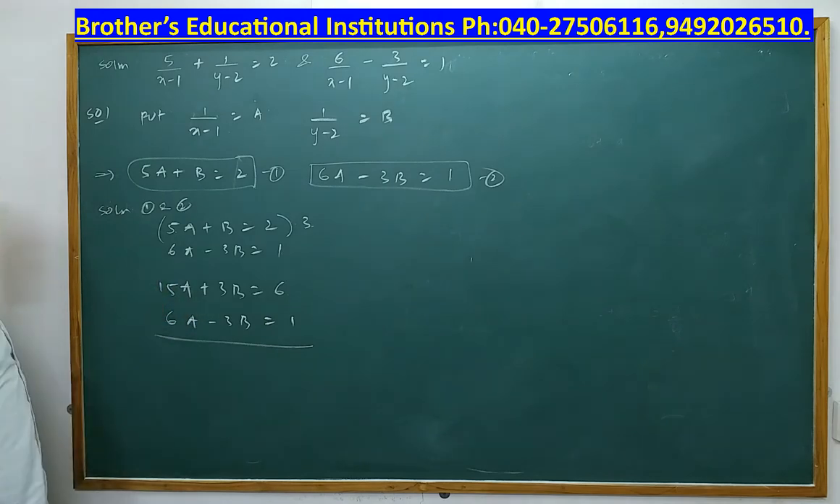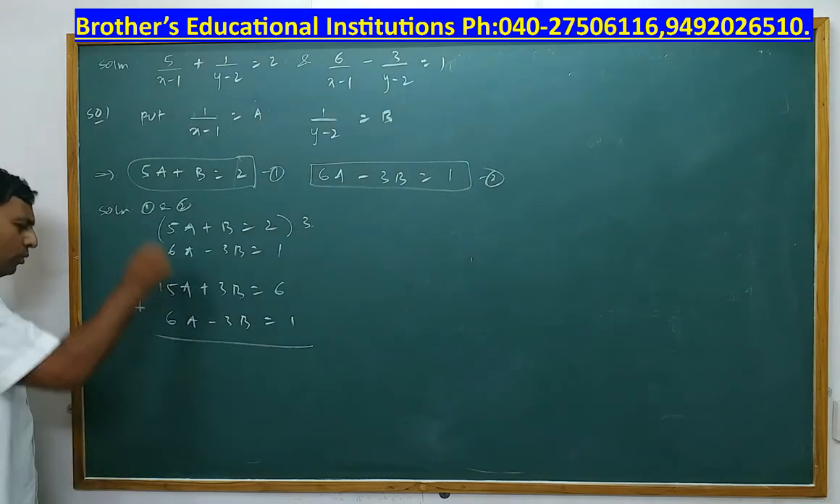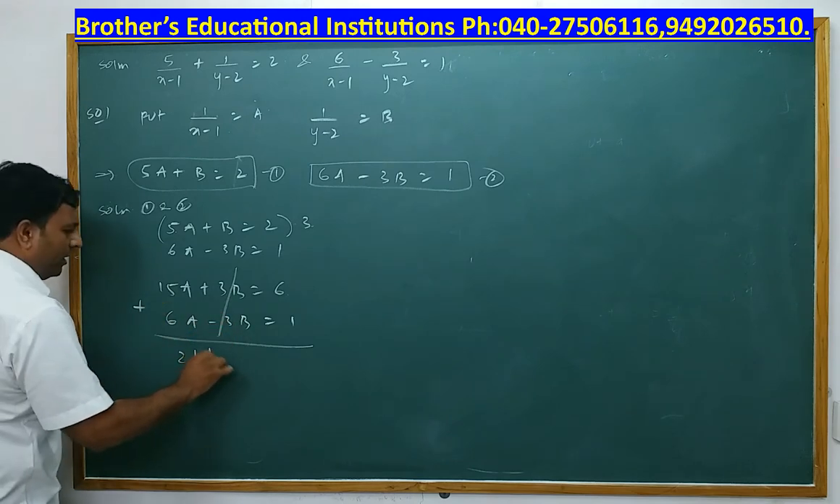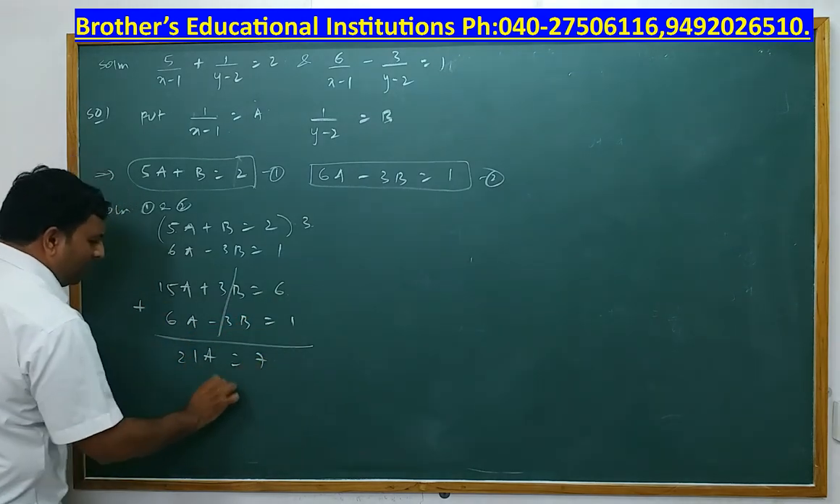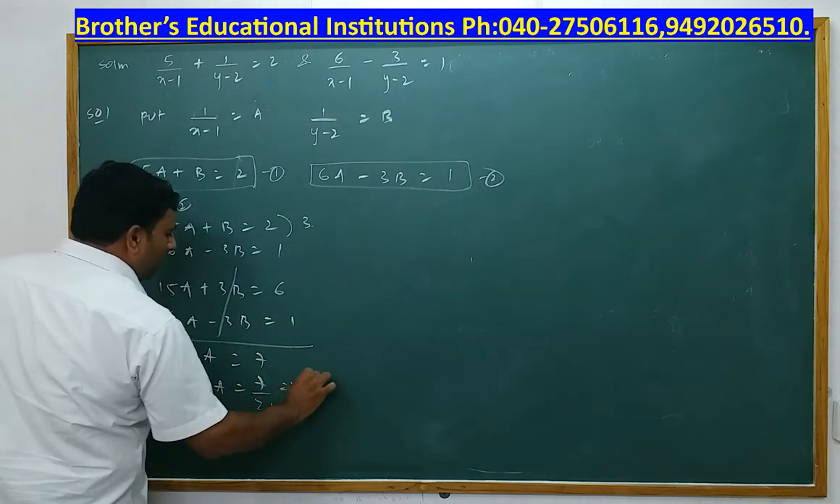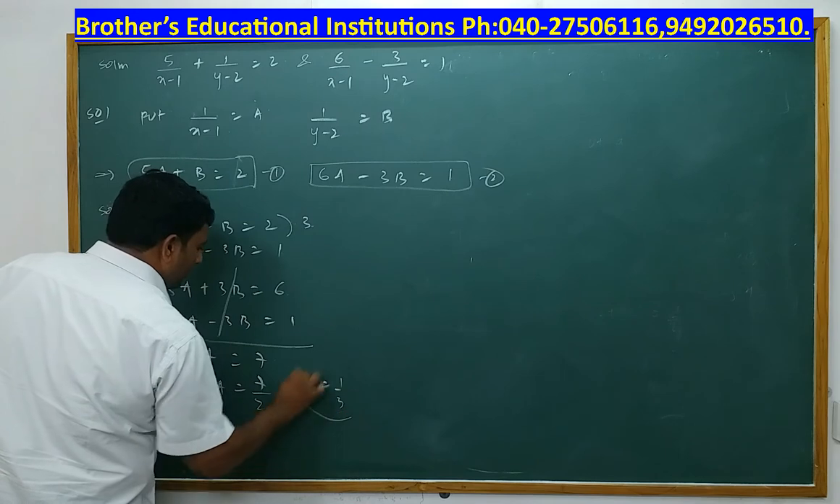Right? Now both signs are same. When both signs are same, what am I going to do? I am going to add. So plus 3b minus 3b cancel. 15 plus 6 is equal to 21a. 6 plus 1 is equal to 7. a is equal to 7 upon 21. 7 1s are 7, 7 3s are 21. So a is equal to 1 by 3.